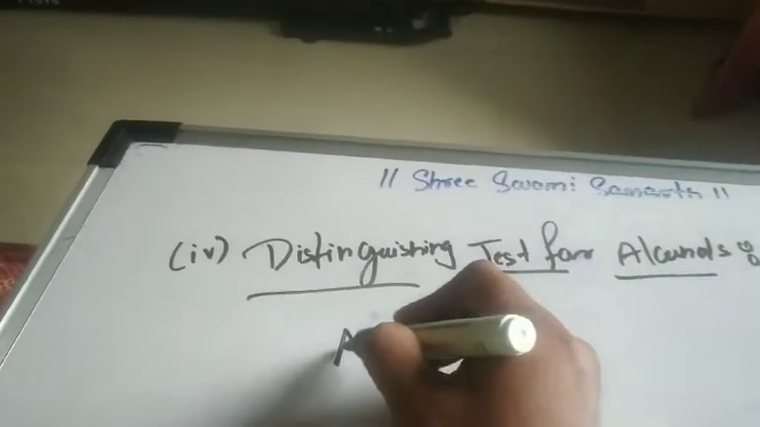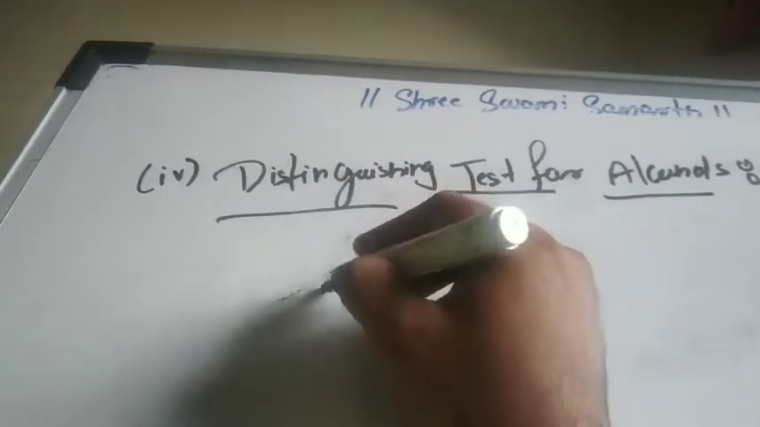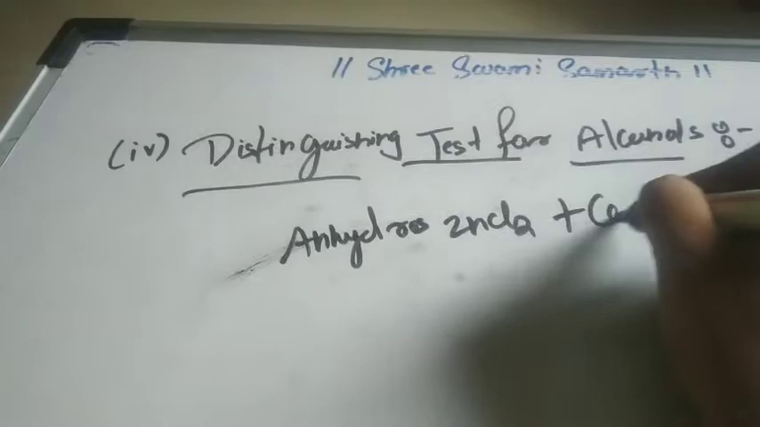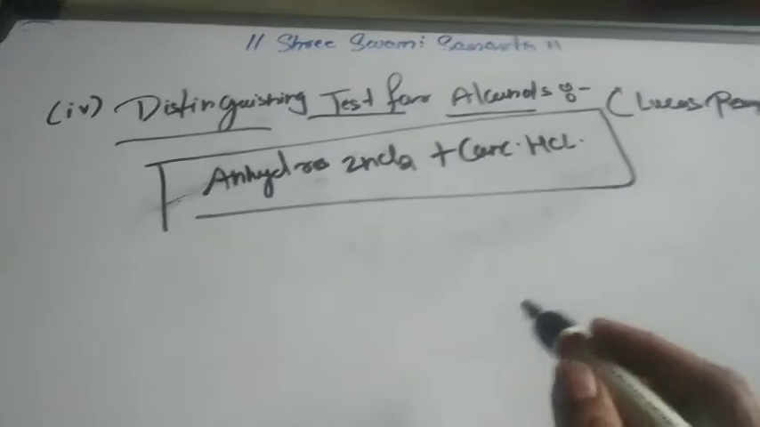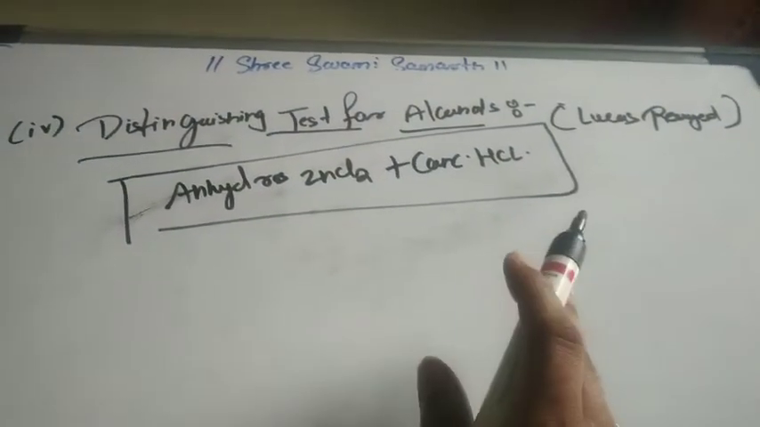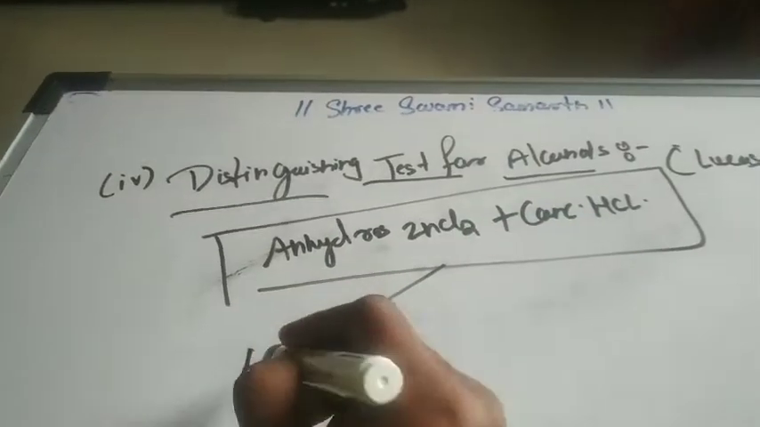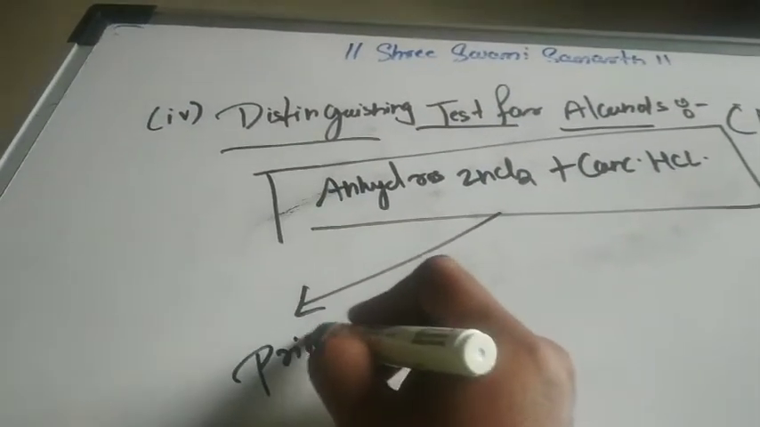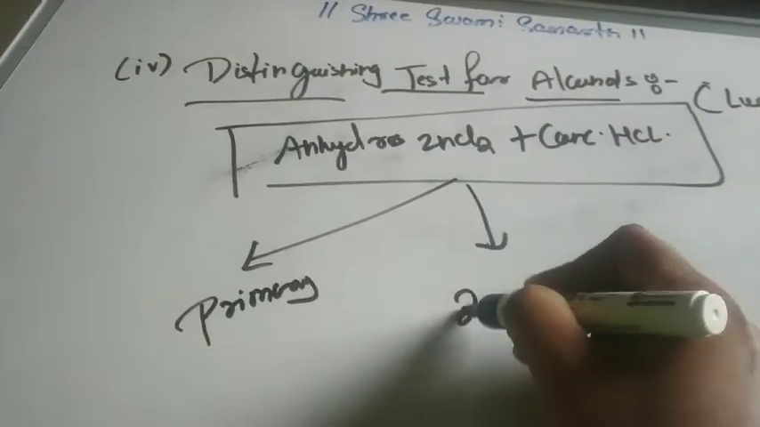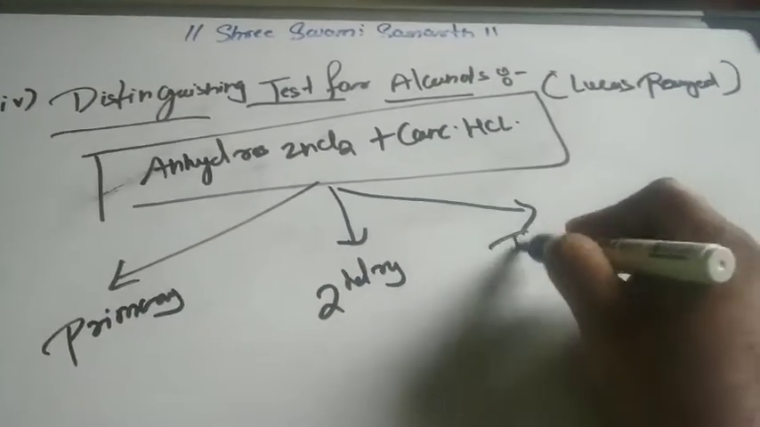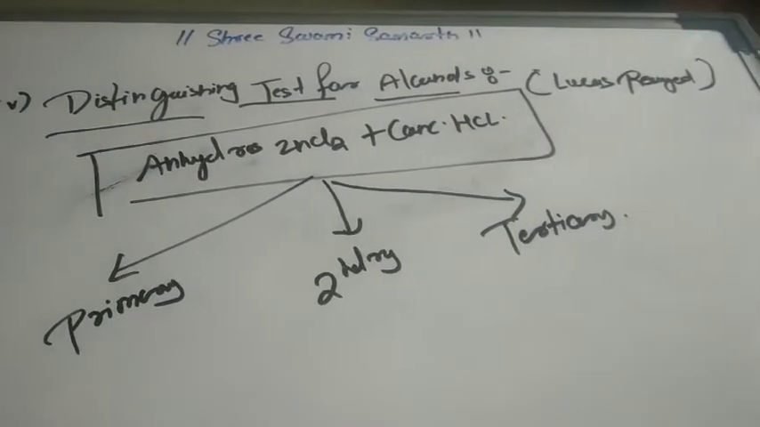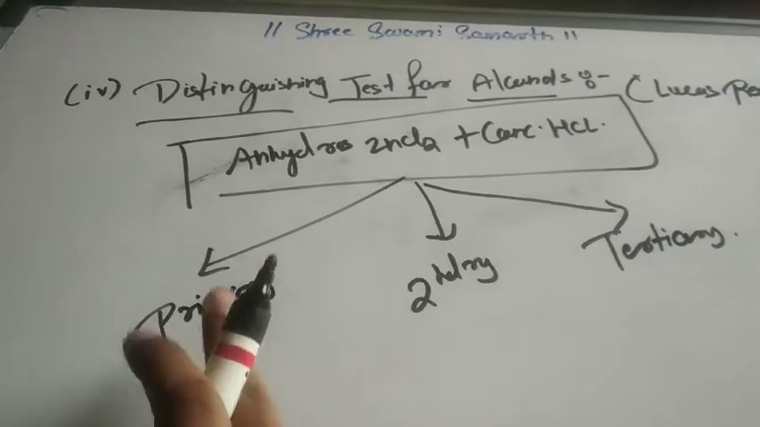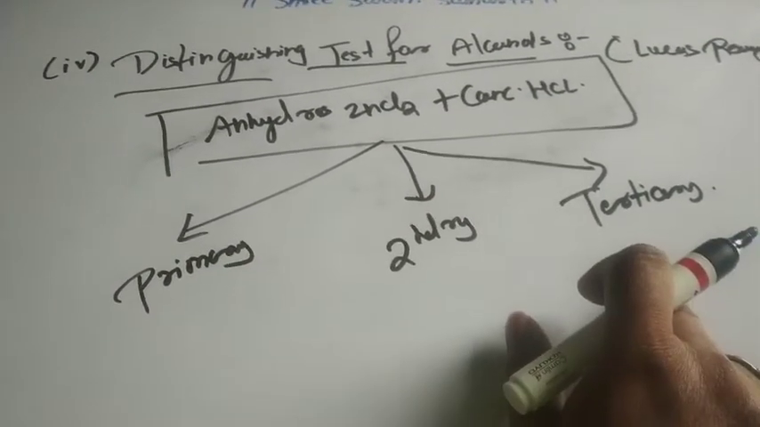So this Lucas reagent, what is this? A combination of anhydrous ZnCl2 plus concentrated HCl is called the Lucas reagent. By using this Lucas reagent, we can classify the alcohols. How can we classify them? We can classify them into 3 categories: primary alcohols, secondary alcohols, and tertiary alcohols, right?